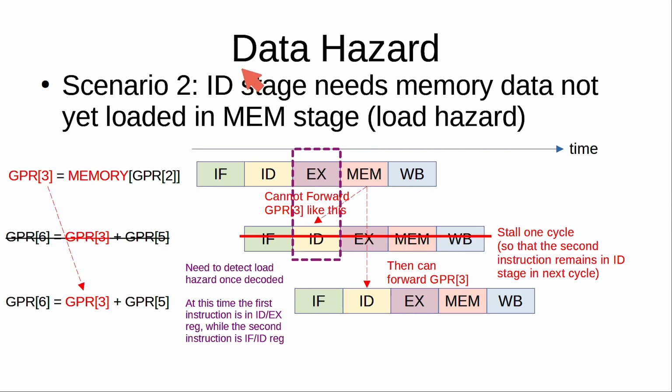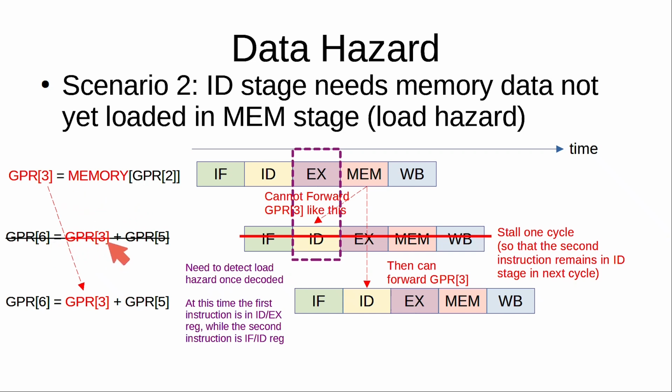The second possible data hazard scenario is when the ID stage needs memory data that has not been loaded yet, because the memory loading has to happen in the mem stage. This is also known as the load hazard. In this example, we are trying to execute this instruction and also this instruction. Let's ignore the bottom line first.